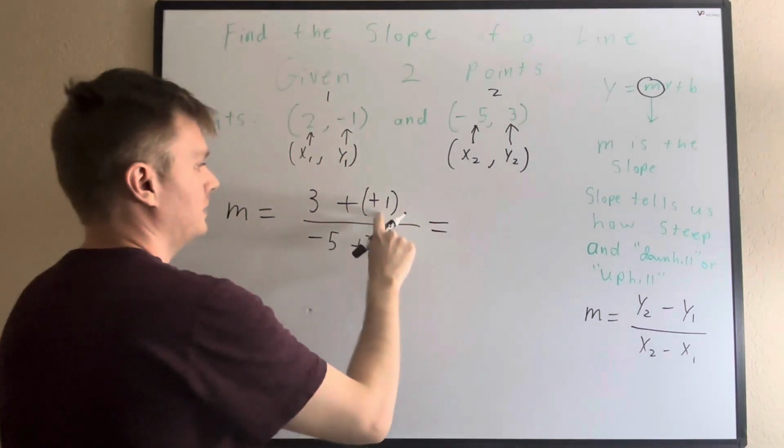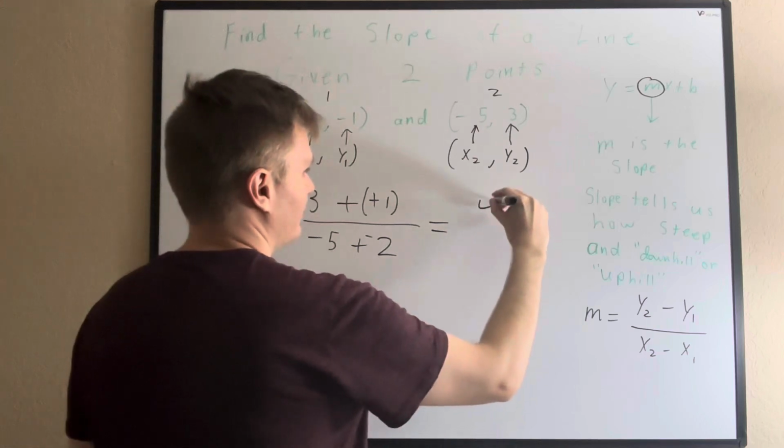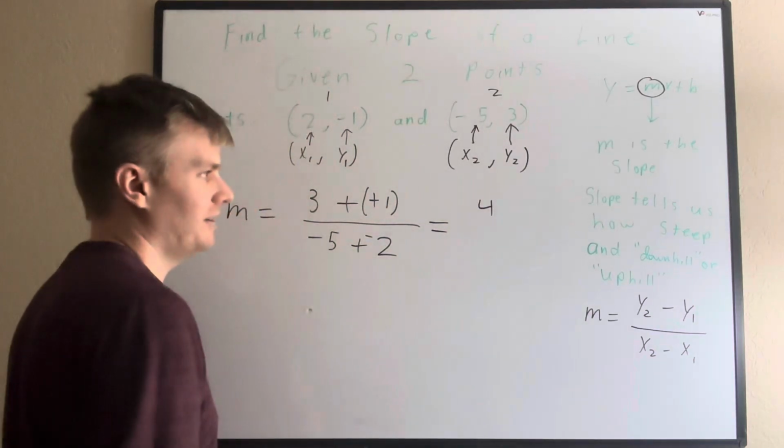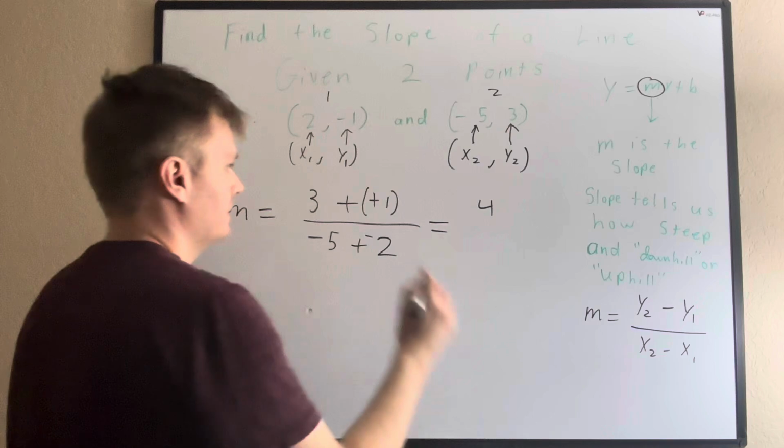This is subtracting the opposite, which is just adding. So 3 plus 1 is just 4. Double positive doesn't mean you add 1 twice. No, it just means you add 1.